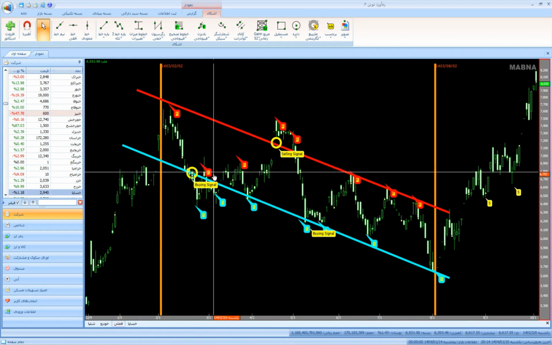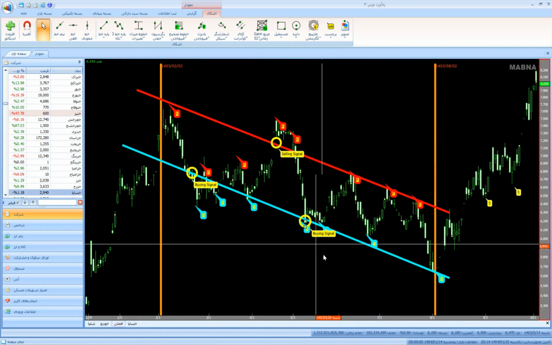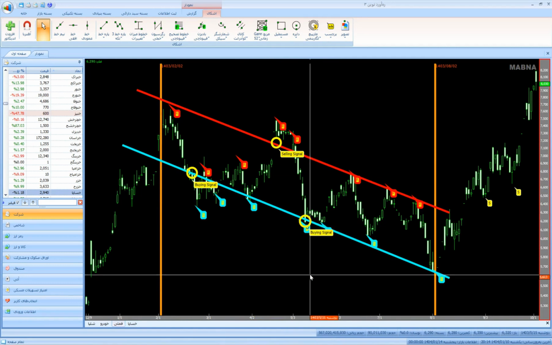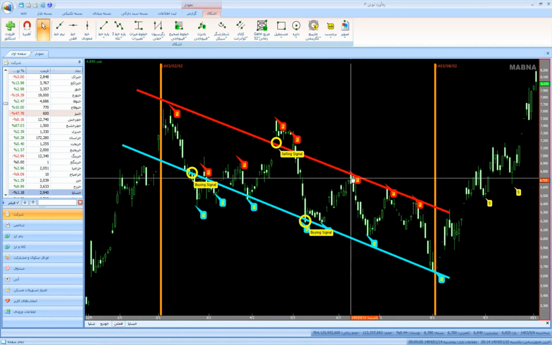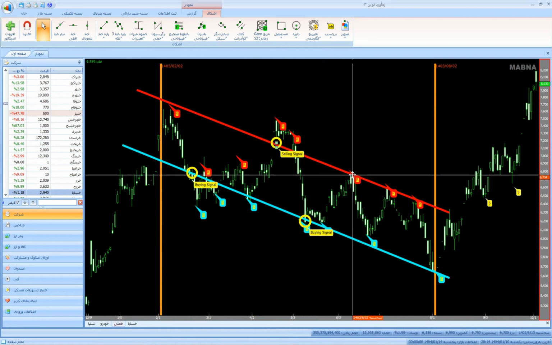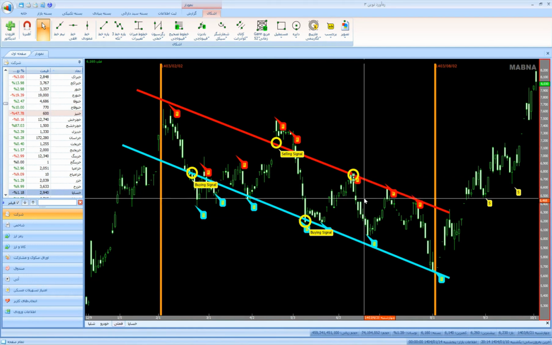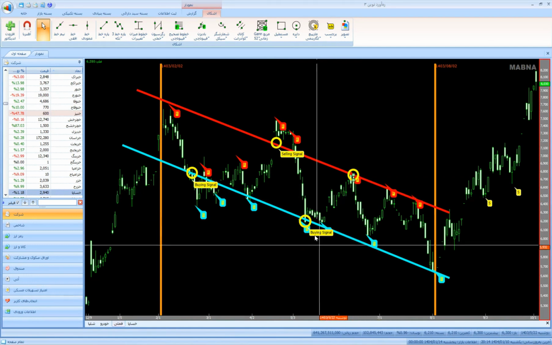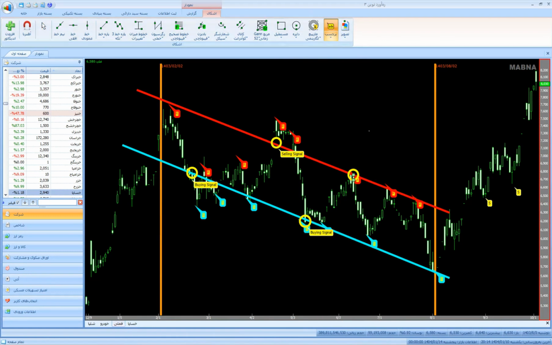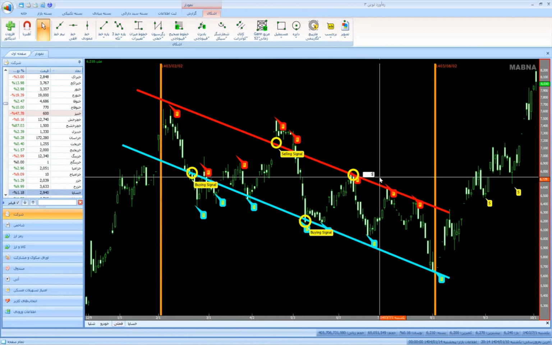I also use this circle for help. I copy it here. And now where should I sell? Exactly when the price chart of my stock reaches the top of a descending channel. At the exact moment. And here, I also have a selling signal.